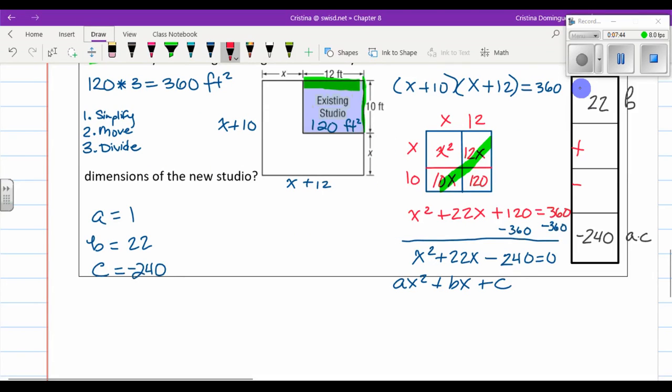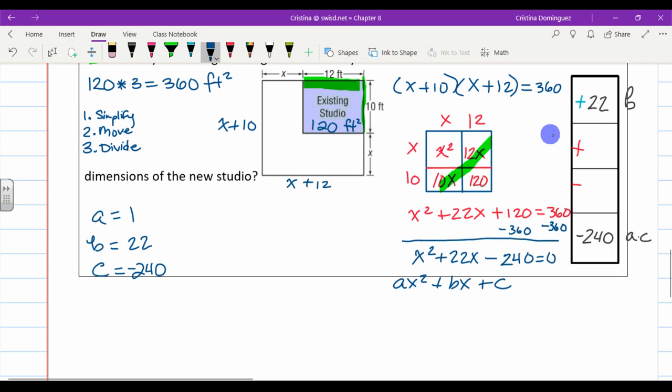Now, we keep the sign of the larger number, right? So when I look at this, I notice that 22 is positive. That means my larger number is 30, and I'm going to place that by the plus sign. And then I'm going to put my smaller number of 8 right here. Now that I have this, I can go ahead and put in my answer of x plus 30 times x minus 8. And this is going to be equal to 0.